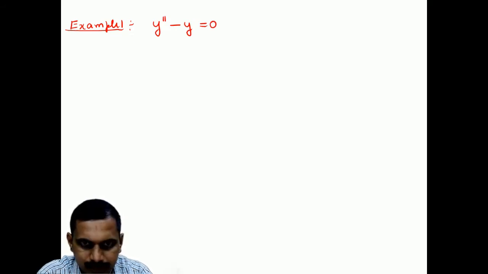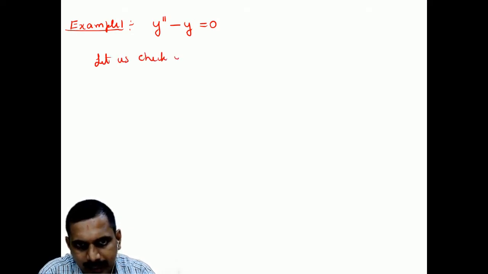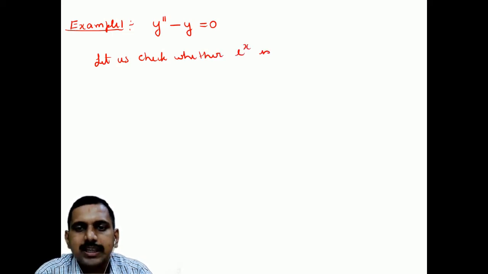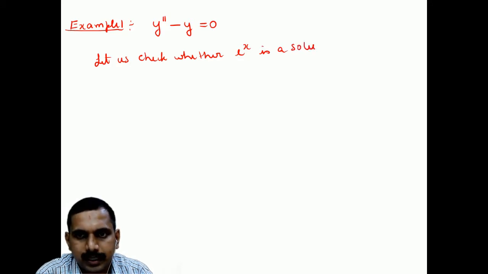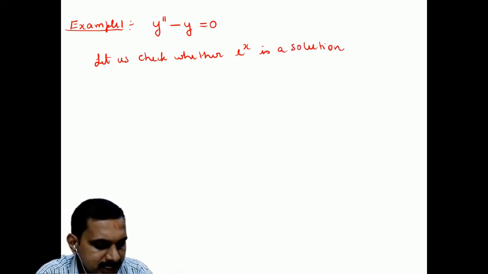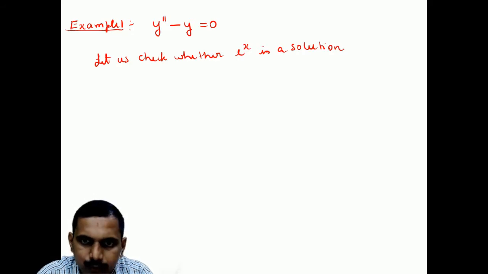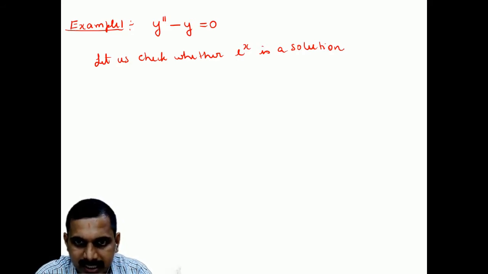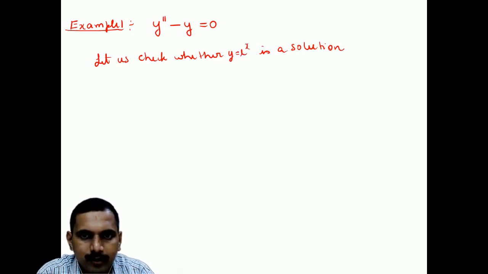This is a differential equation. Let us check whether e power x is a solution. If you consider e power x is a solution, it means y is equal to e power x. So y dash is equal to e power x, as well as y double dash is equal to e power x.